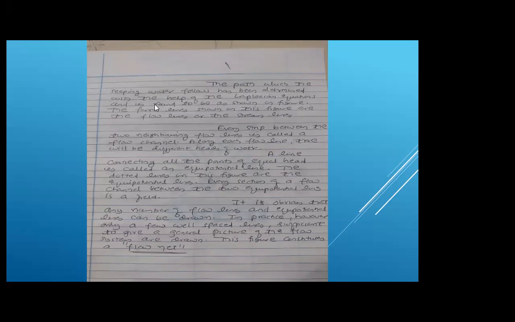The path which the seeping water follows has been determined with the help of the Laplacian equation and is found to be shown in the figure. The firm lines shown in this figure are the flow lines. Flow lines means the direction in which the seepage takes the flow, no? That is called the flow line or the stream line. So remember, the line along which the seepage water flows is called a flow line. Every strip between the two neighboring flow lines is called a flow channel. Along each flow line, there will be different heads of water.